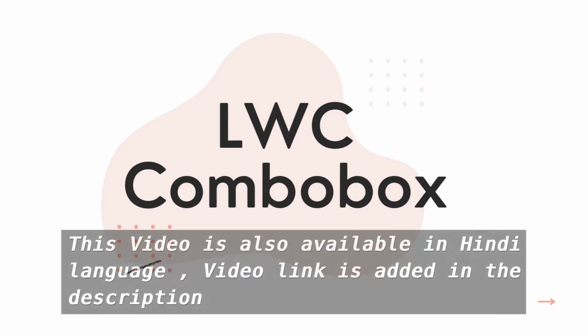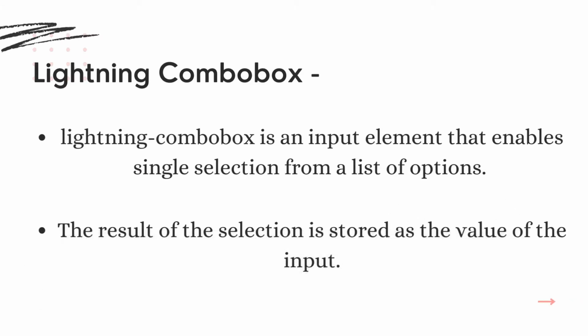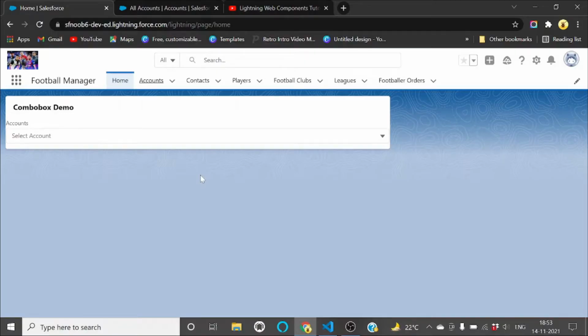Today we will see how we can implement the LWC Combo-Box. Guys, a Combo-Box is an input element which enables the user to make a single selection from a list of options. A Combo-Box consists of two properties. The first one is label and the second one is value. First of all, let's see the demo of what we will implement today.